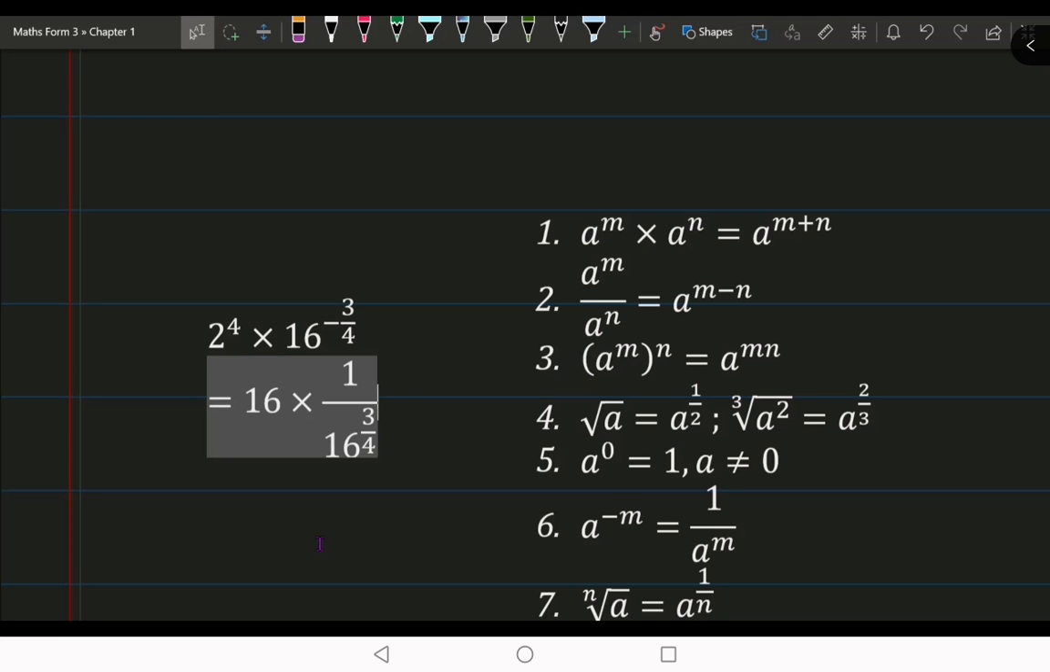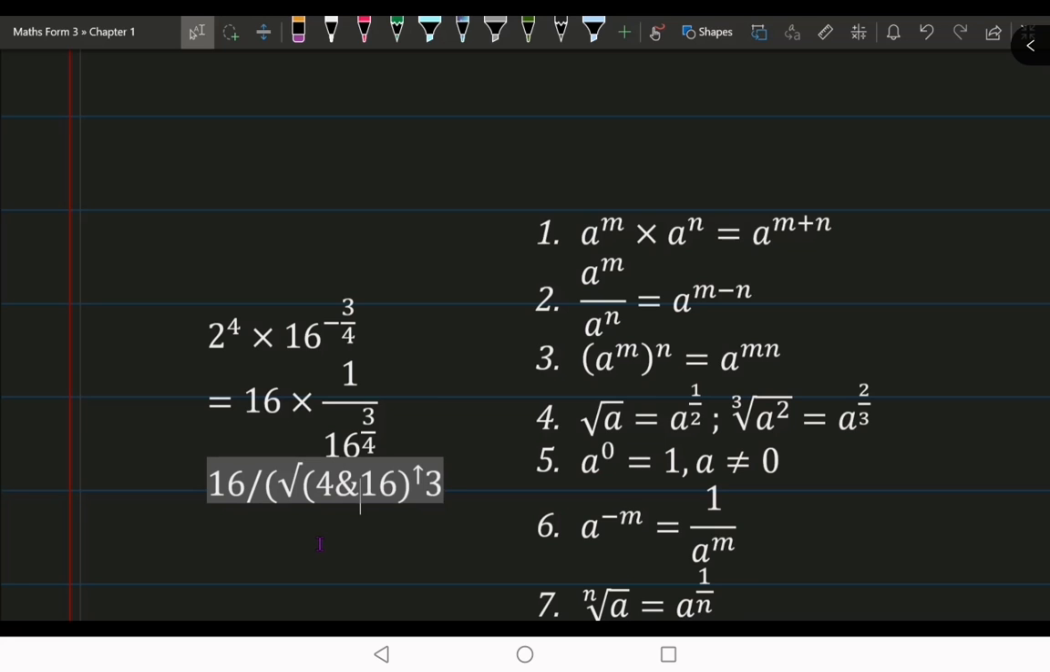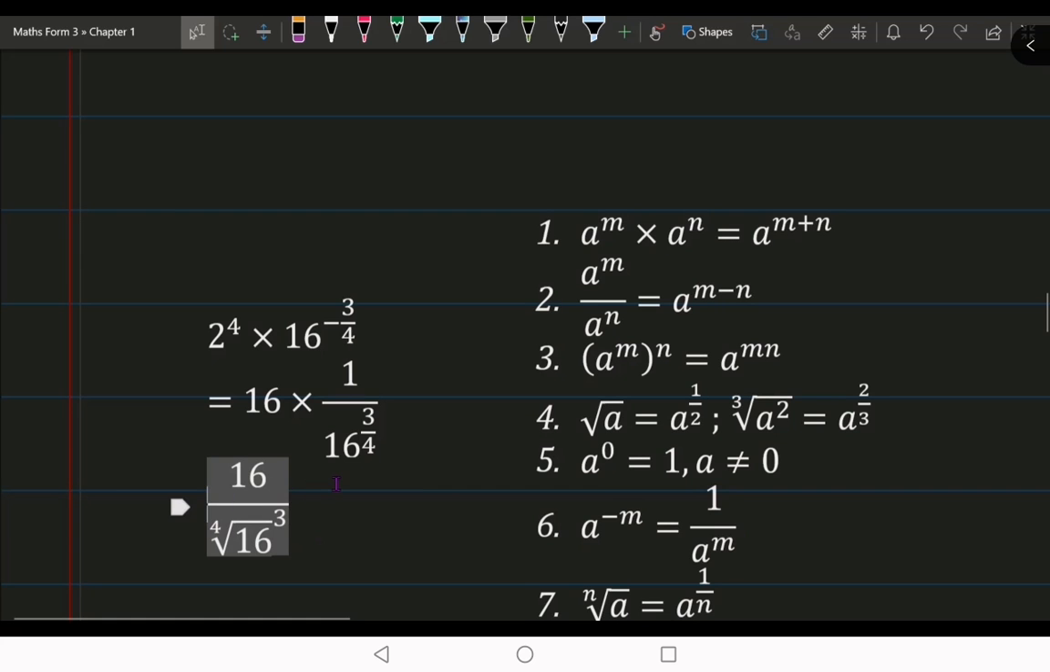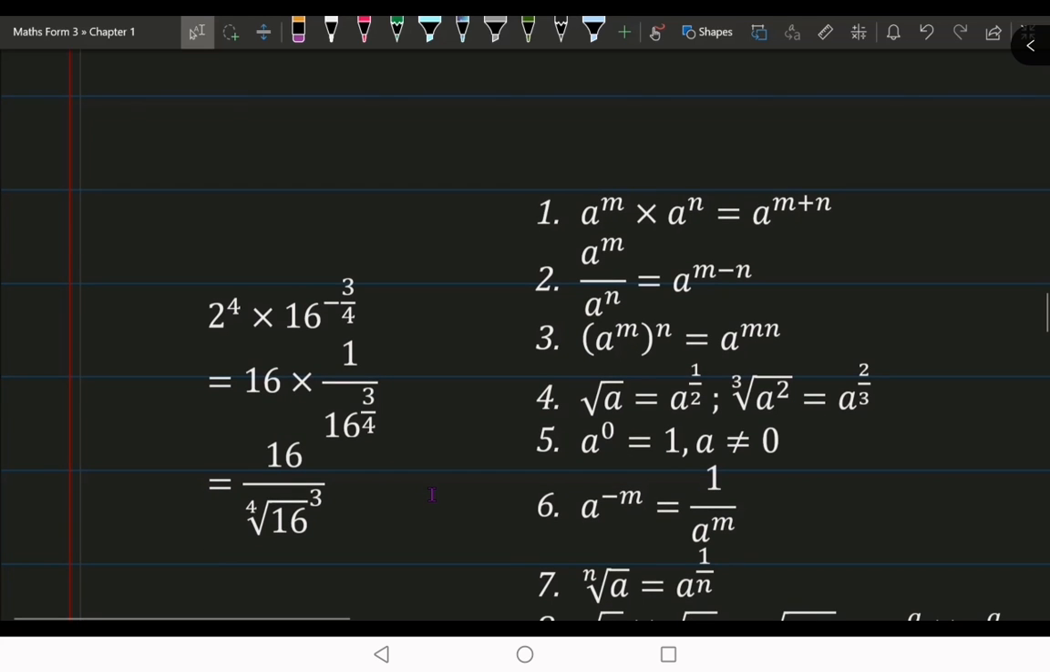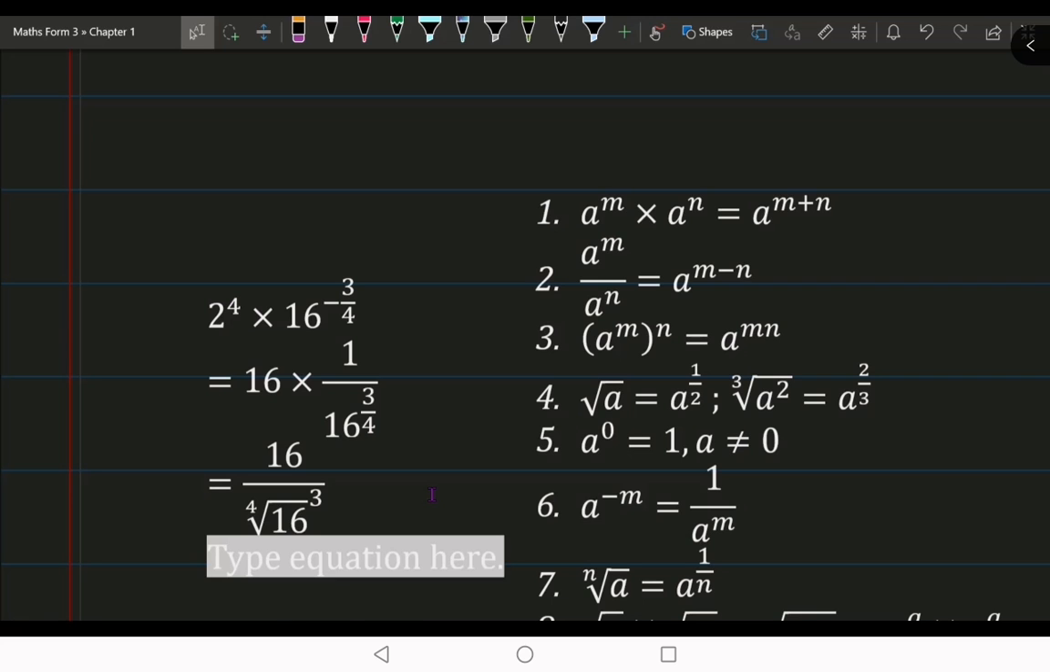This one is very important. So what is in here? We get this 16 over 16 square, what does that mean? Square root for root of 4 for 16, power 3. So what does that mean? We get this one. Not easy, huh? Yes. In order to type this one, you need to understand the rules there.